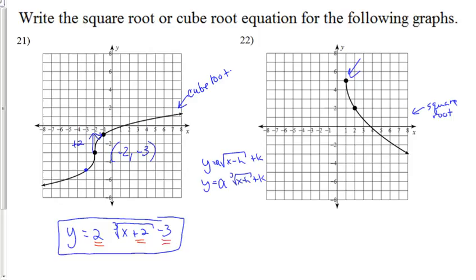So then for this one, the starting point is 1, 5. It's a square root. It looks like it's going down 3 before it goes right 1. So our function is negative 3 square root, it's the opposite, and then the same.